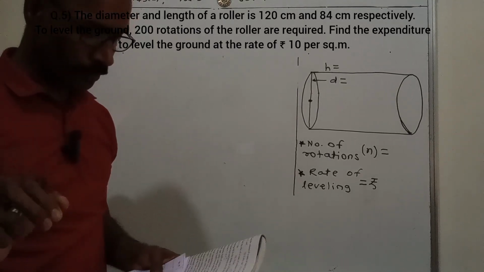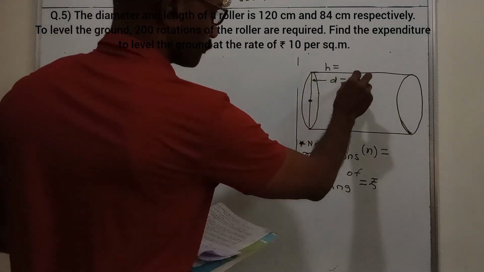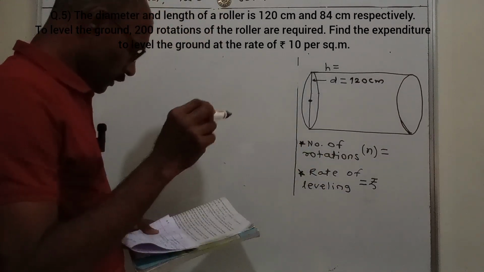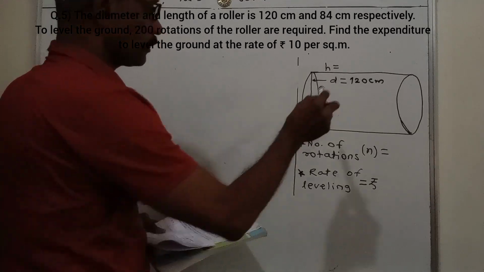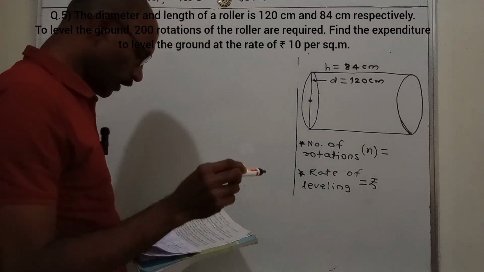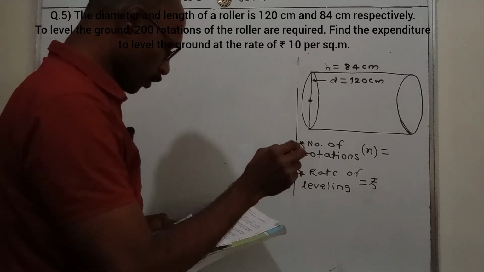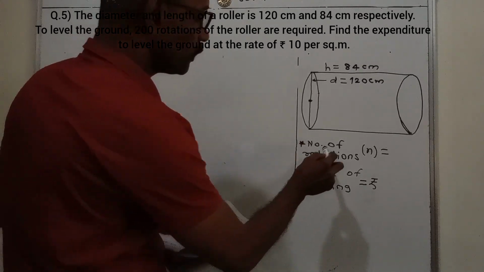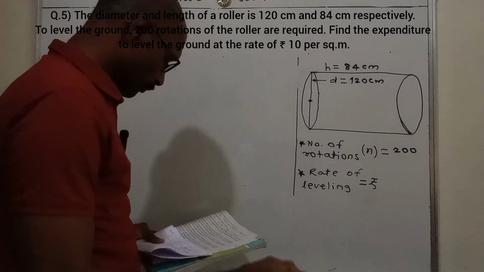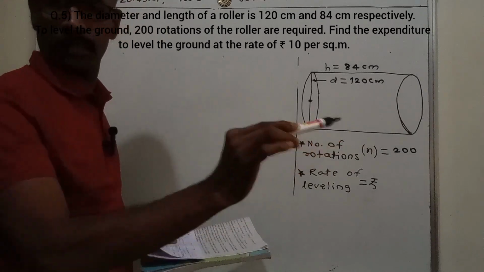Question number 5. The diameter and length of a roller is, diameter 120 centimeter and length, means height, 84 centimeter respectively. To level the ground, 200 rotations of the roller are required. Number of rotations n is 200 rotations of roller required to level the ground.